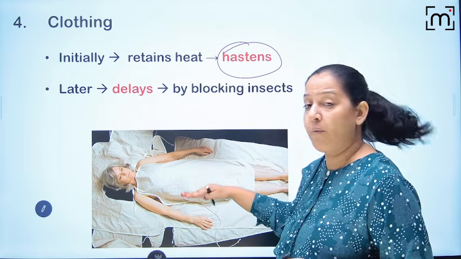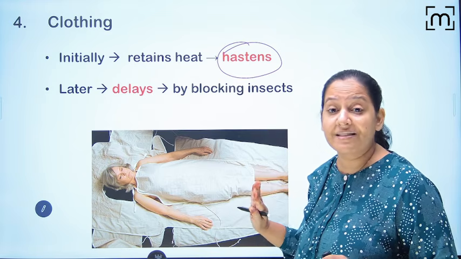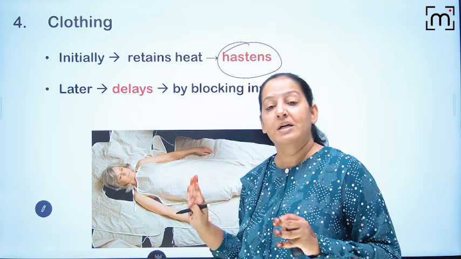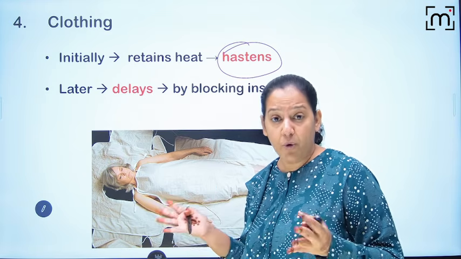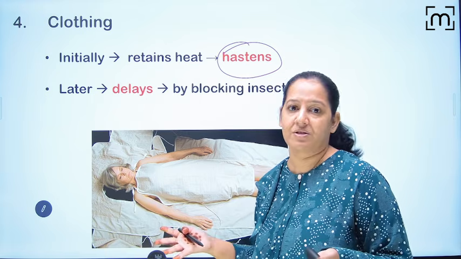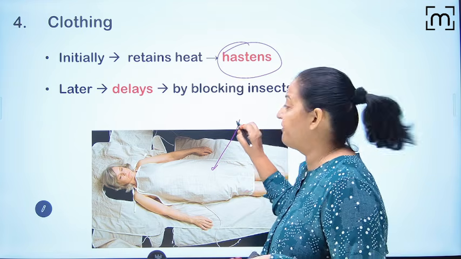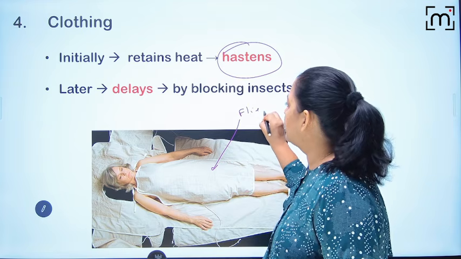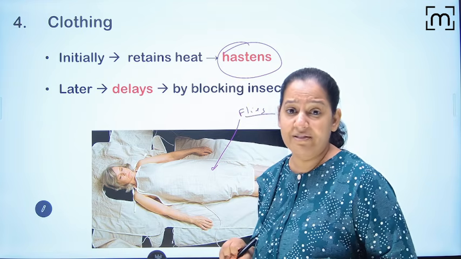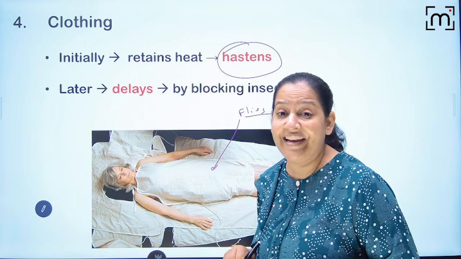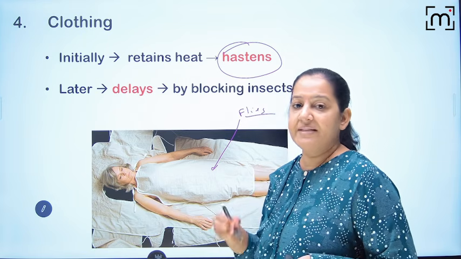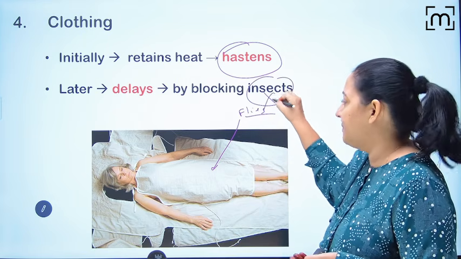Clothing provides heat to the dead body. If the dead body is covered with cloth or a blanket, it provides heat to the dead body, which is good for the bacteria. So putrefaction is fast. But later on, it resists the entry of maggots. If the dead body is covered, flies cannot come. I told you, no? After 1 or 2 days, flies come on the dead body, lay eggs, and maggots come. So insect entry is blocked by the cloth.